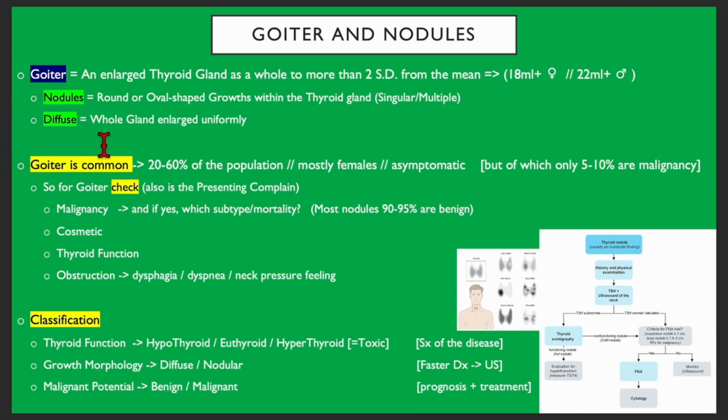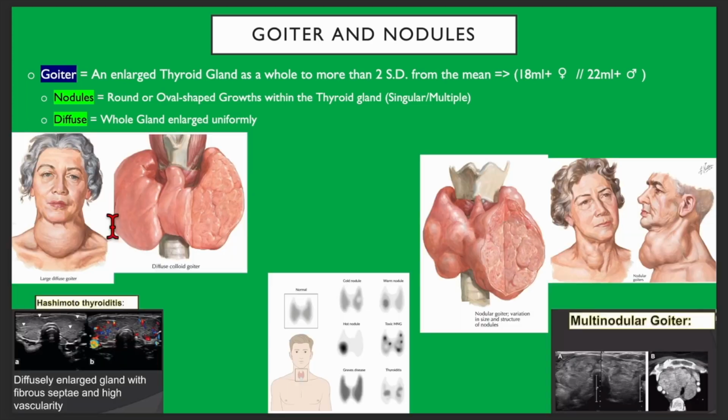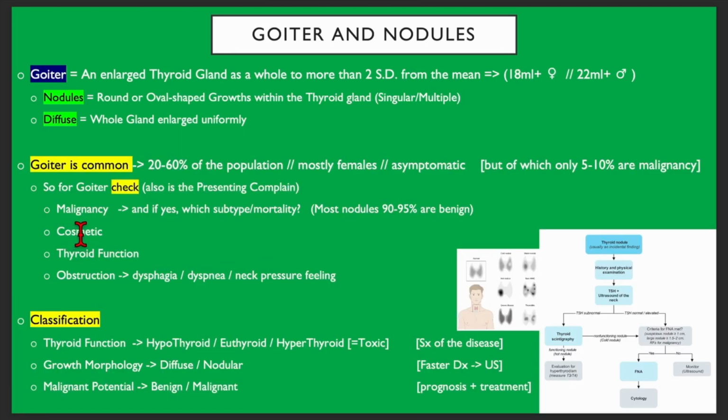Okay, so some information. Goiter is common. It's found in a lot of the population, mostly in females, and they are asymptomatic. But the problem is that some of them are malignant. So when they come for the goiter, these are also the presenting complaints. This is the reason they come to a doctor. It's maybe some cosmetic, like no one wants to walk like this in the neck. So they come for cosmetic reasons.